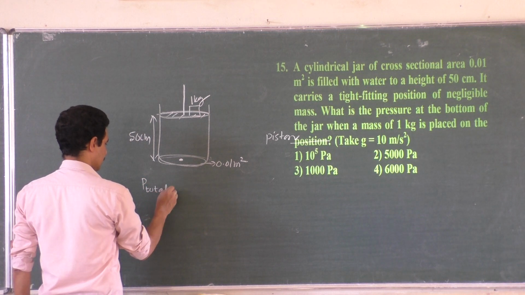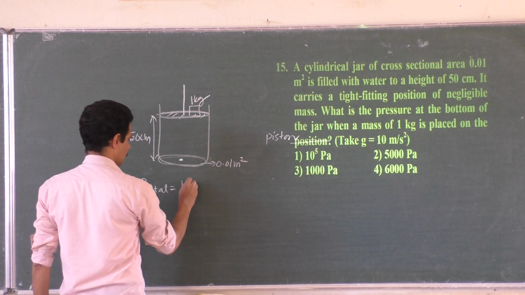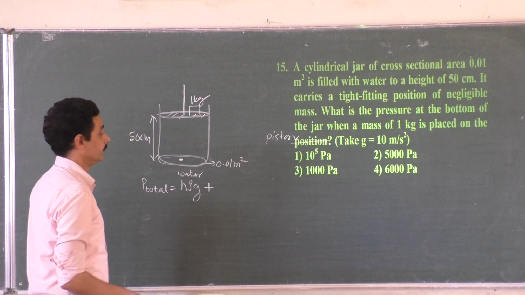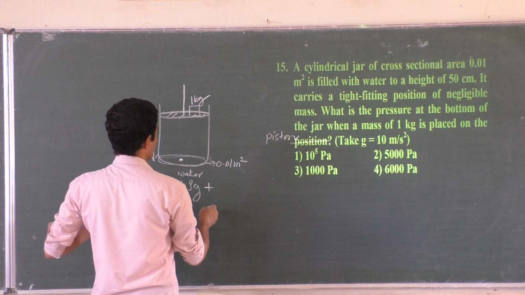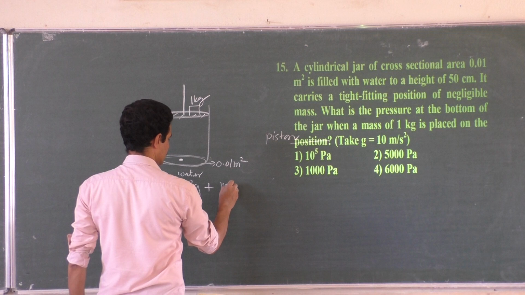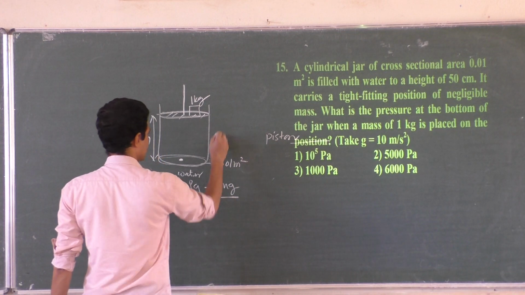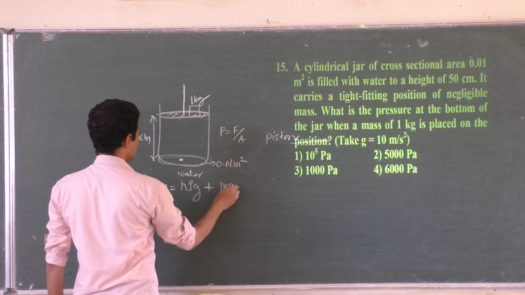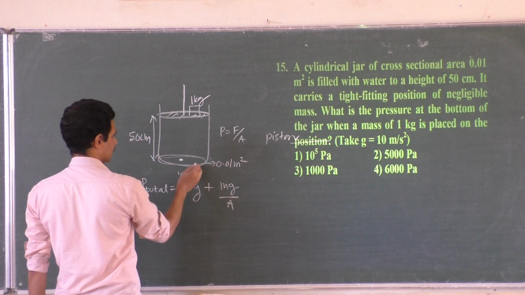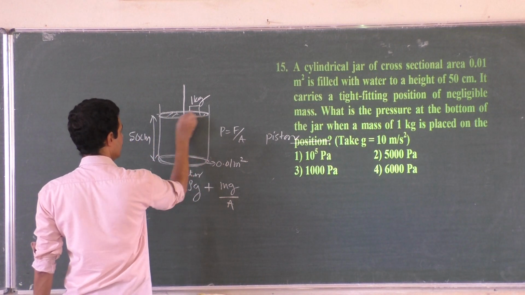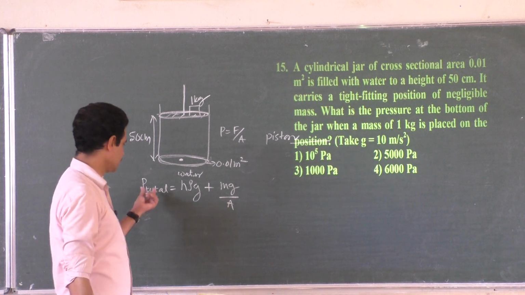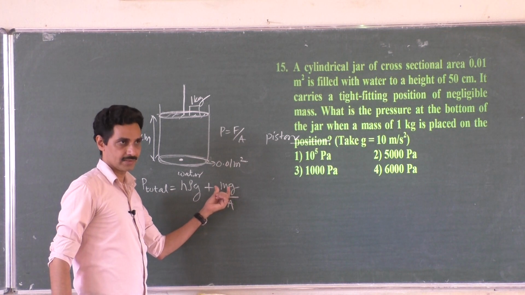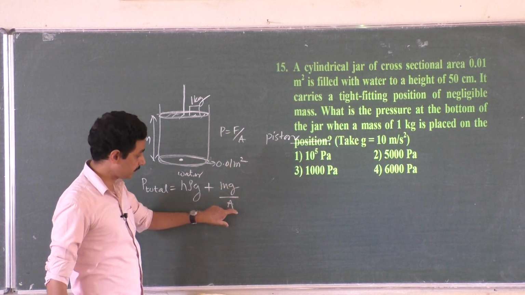Total pressure is equal to pressure due to water, h rho g, plus pressure due to piston. What is that? Its weight mg by area, because pressure is equal to force by area. Force exerted by this weight is mg, and area is 0.01 meter square, because the piston should have the same area as the jar. H rho g itself is pressure, and mg is weight, force, so force per unit area is pressure.